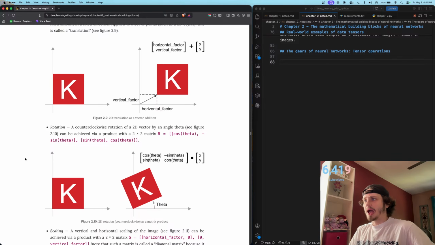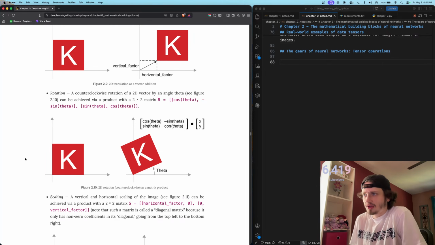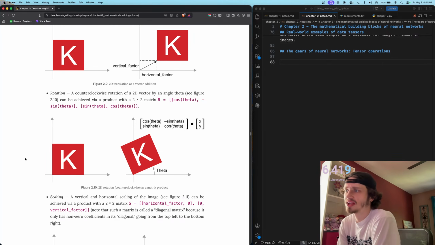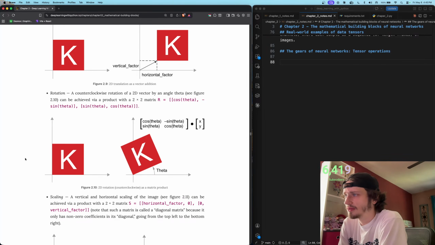Rotation. A counterclockwise rotation of a 2D vector by an angle theta, see figure 2.10, can be achieved via a product with a 2 by 2 matrix R equal to an array where the first row is cosine theta, negative sine theta, and the second row is sine theta, cosine theta.